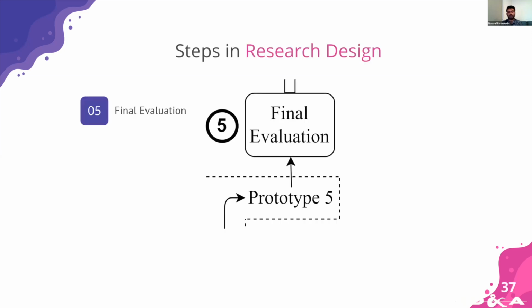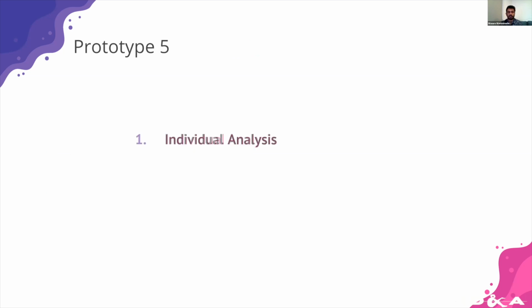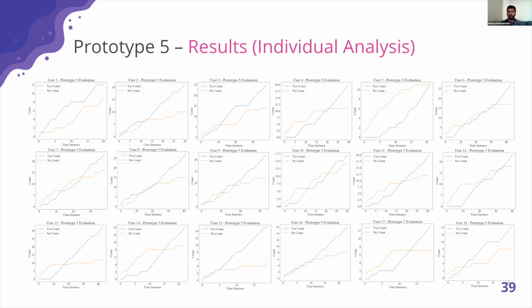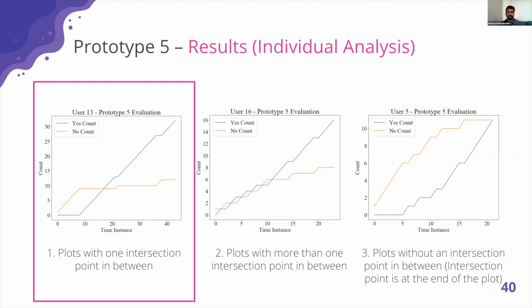The final evaluation was done using the same 18 participants as in prototype 4, and we asked them to use it for 30 to 45 days. Two analyses have been done. In the individual analysis, we plotted 18 plots for 18 users and were able to divide them into 3 categories. In the first category, there is only one intersection point, which depicts that the yes count has overrun the no count, and it increased until the end.